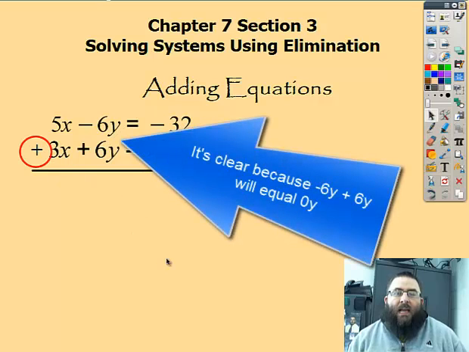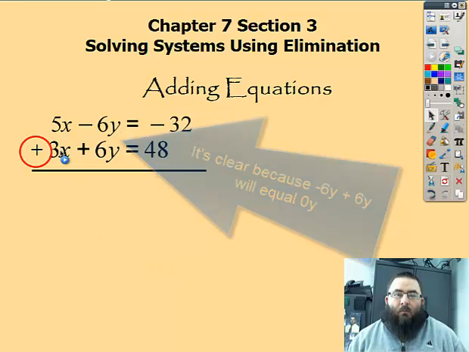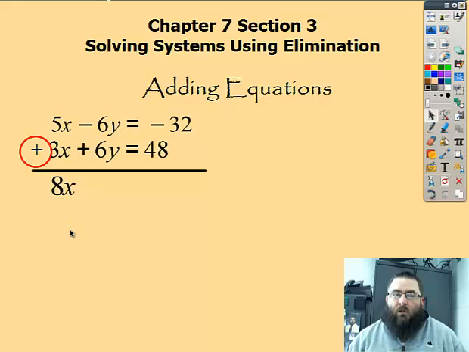Because if you treat those as an addition problem, well, we've got 5x plus 3x, which gives us 8x, negative 6y plus 6y, it gives us 0y. We've just eliminated the y, which is our goal for this section, and we don't normally write the 0y. And then negative 32 plus 48 gives us 16.